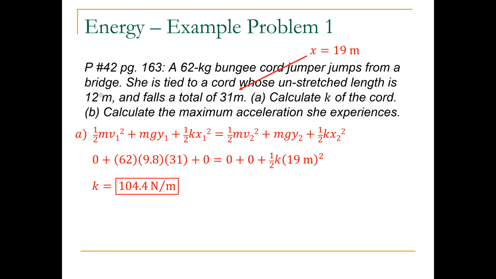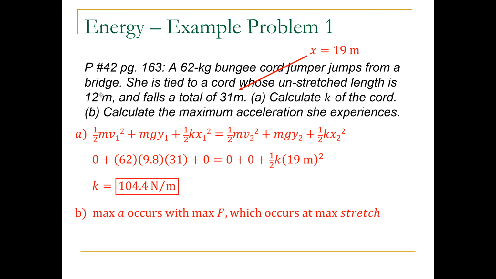So luckily that simplified pretty significantly in that first line, so we can go ahead and solve for k, and we get about 104 newtons per meter for our spring constant. For part B, we're trying to find acceleration.